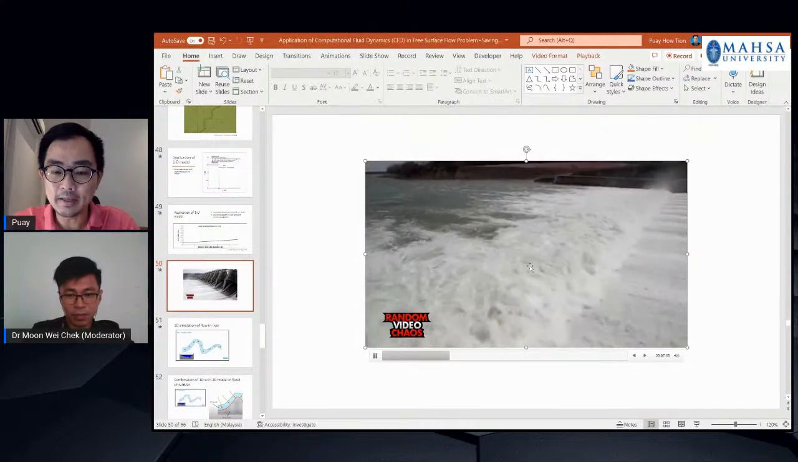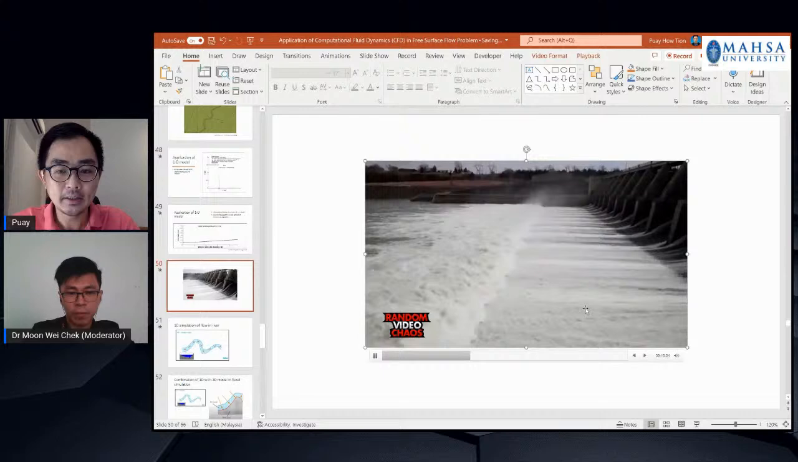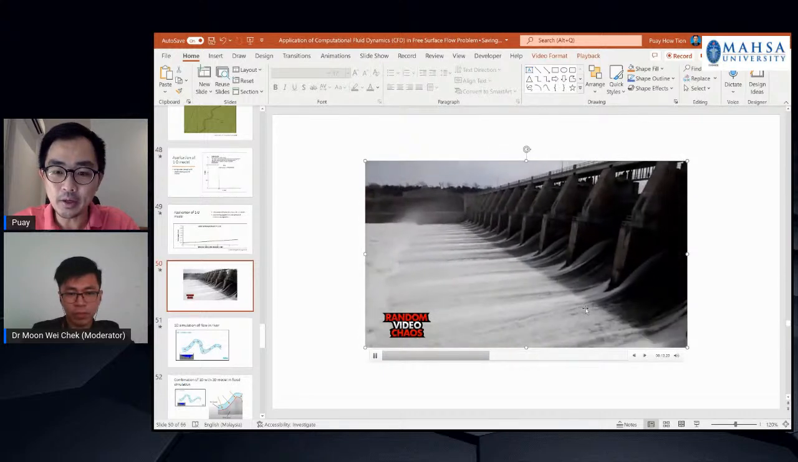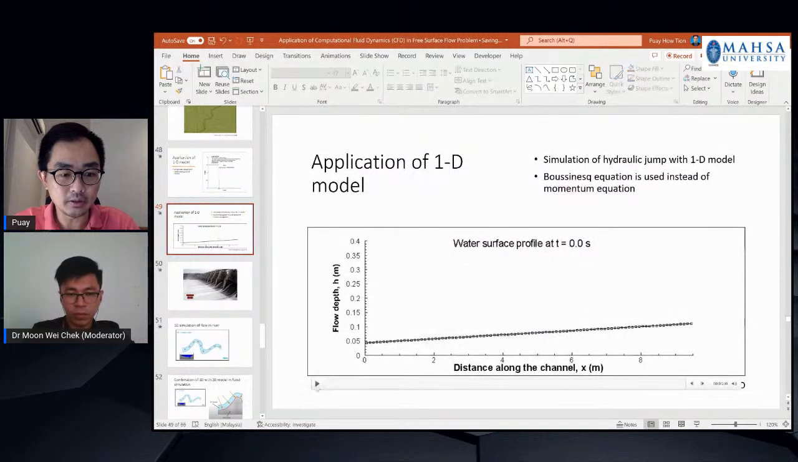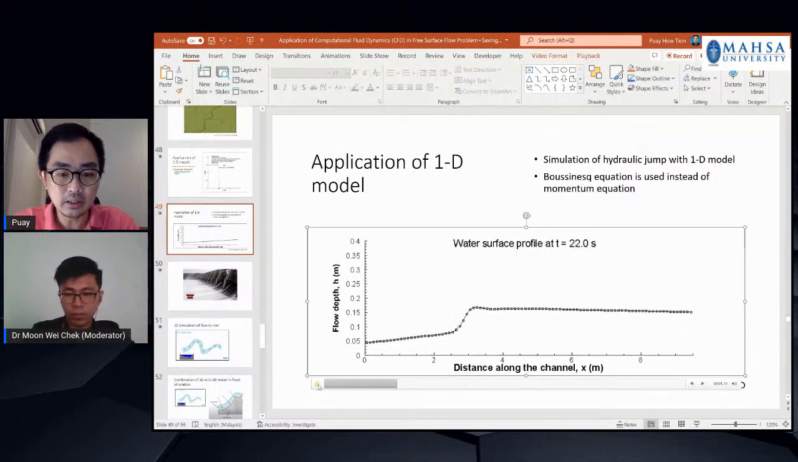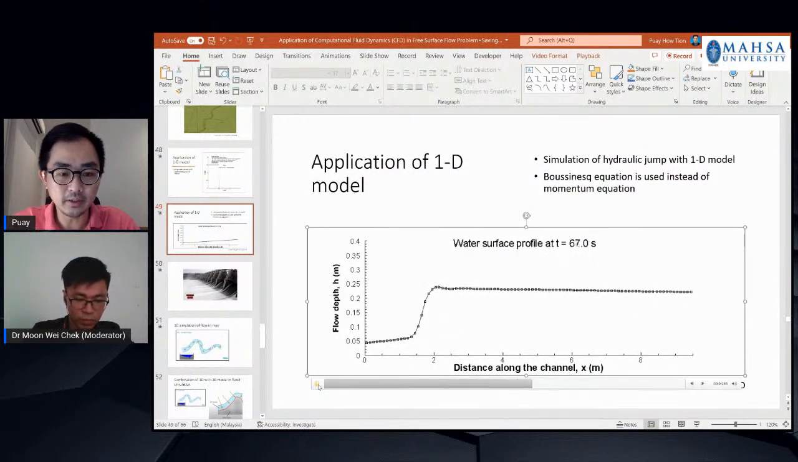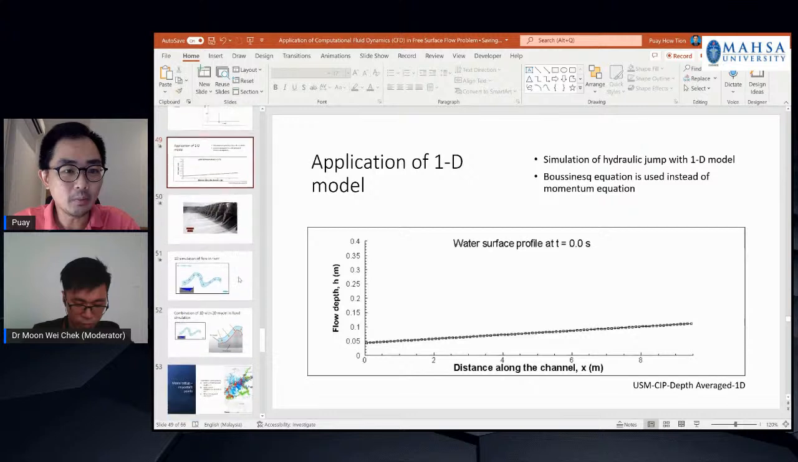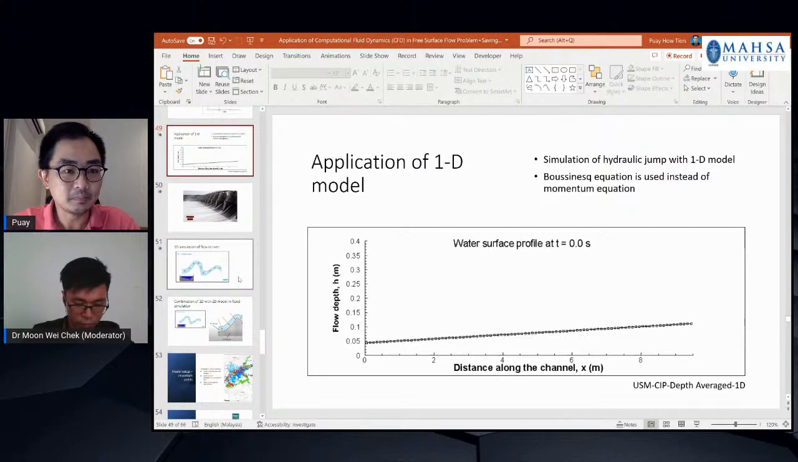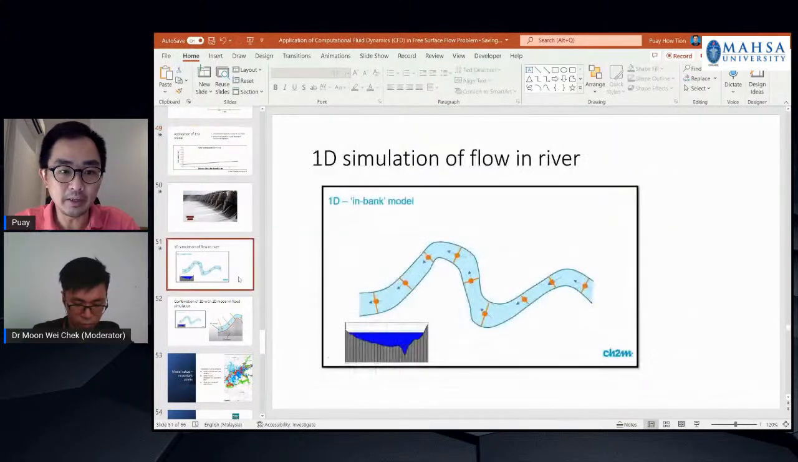Such a complicated phenomenon can be adequately reproduced by a 1D model like this one. So this is the reproduction of the hydraulic jump by using a 1D model. So that is to say, although the 1D model is very simple and not very realistic, it can produce some meaningful and useful results for engineering application.